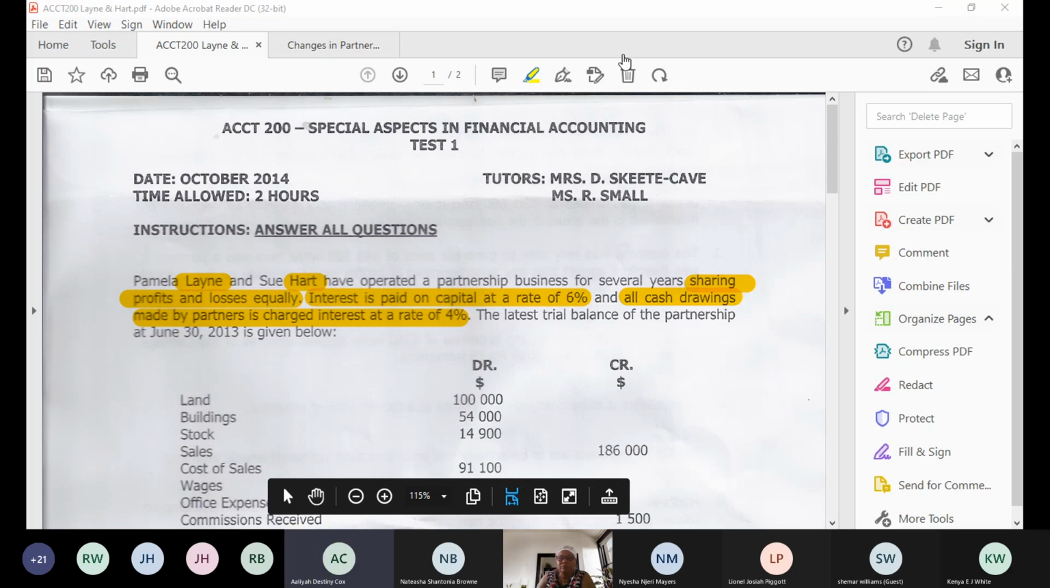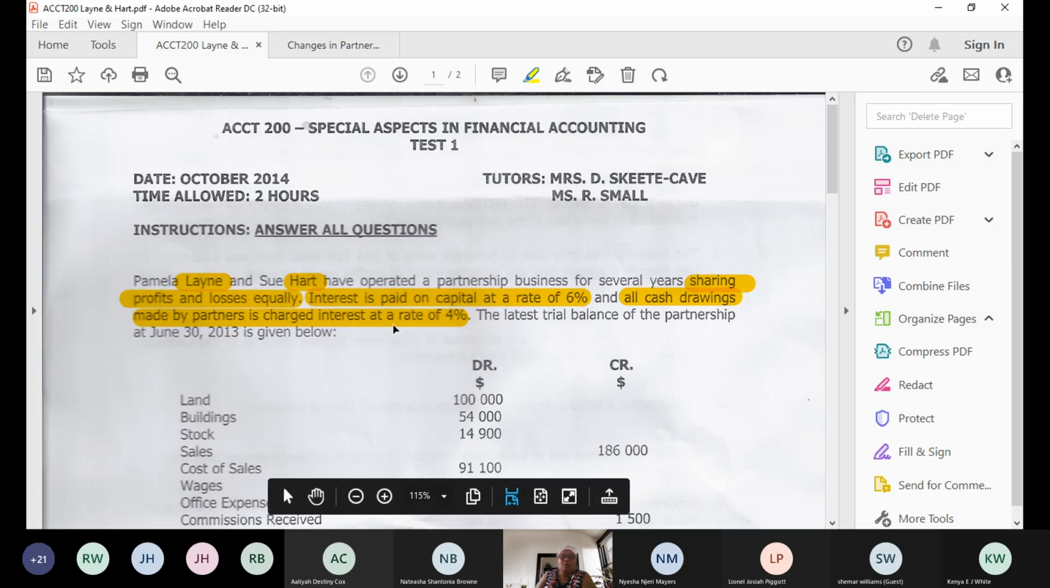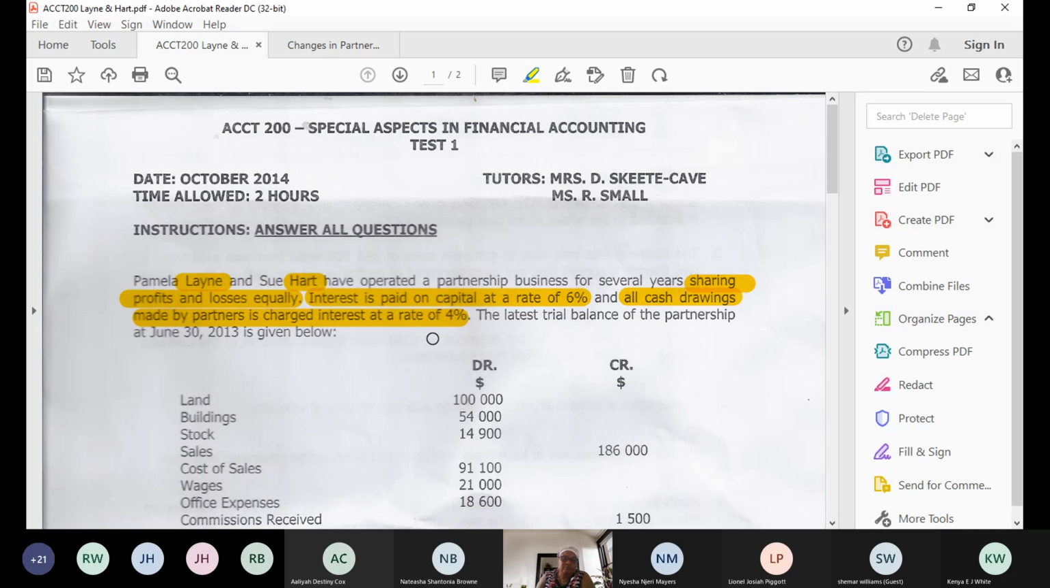No, ma'am, interest on capital and drawings. Okay, they only told us about capital and drawings. They didn't tell us anything about the loan interest. So what is the interest rate for the loan? 5%.